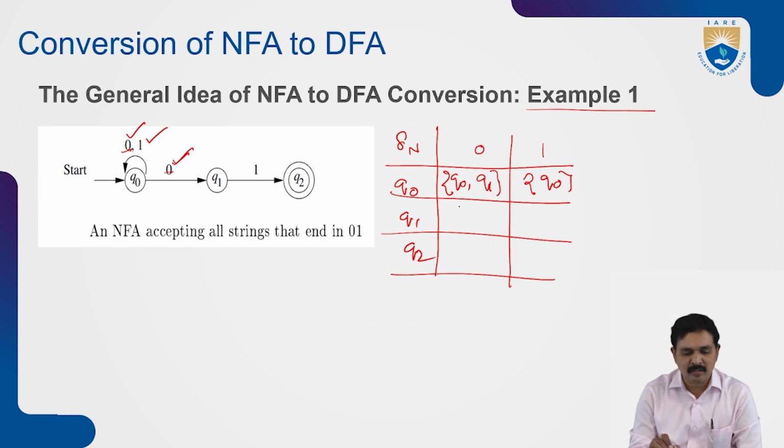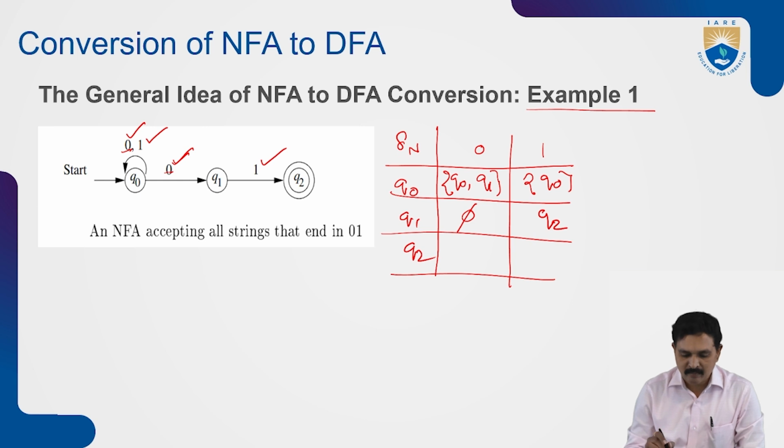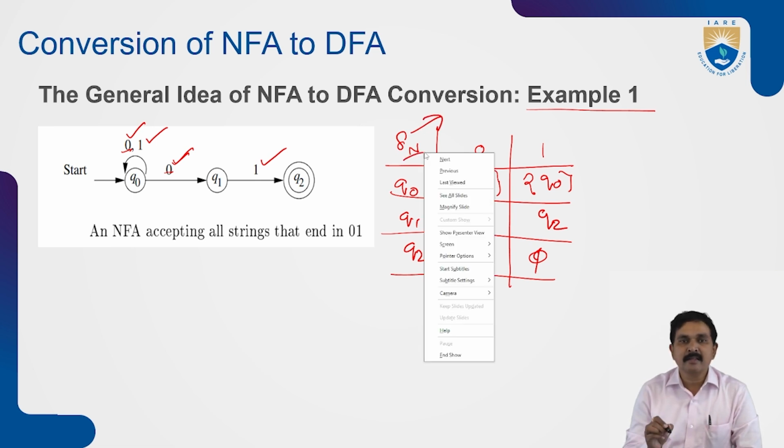And Q1 comma 0 is not there. Only Q1 comma 1 is there. Q1 comma 0 is empty. Fine. So next, Q1 comma 1 is available. It goes to the resulting state Q2. And Q2 has no transitions on 0 and 1, so that is also empty. So this table is called delta n, the transition table for the NFA diagram.